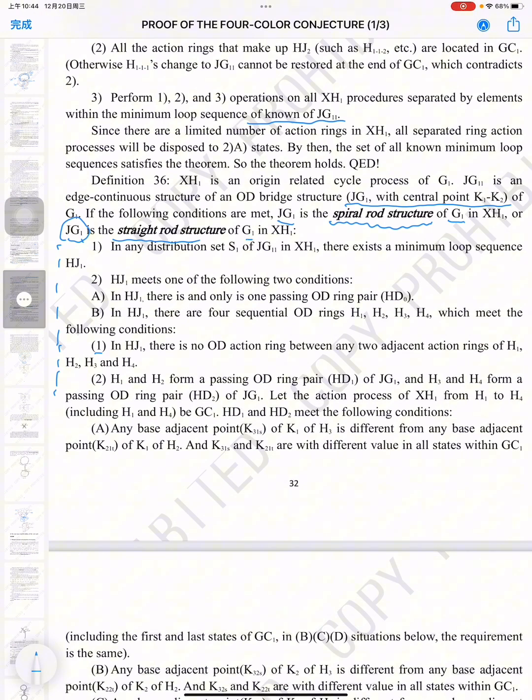So the conditions are: 1. In any distribution set S1 of JG11 in XH1, there exists a minimum loop sequence HG1. 2. HG1 meets one of the following two conditions. A. In HG1, there is one and only one passing OD ring pair. B. In HG1, there are 4 sequential OD rings, which meet the following conditions.